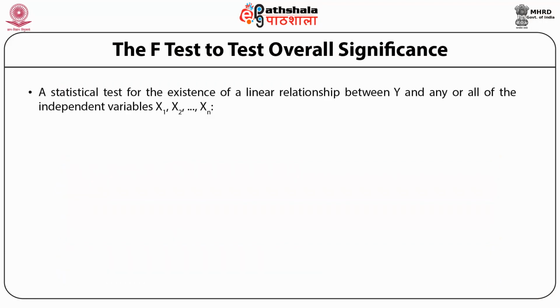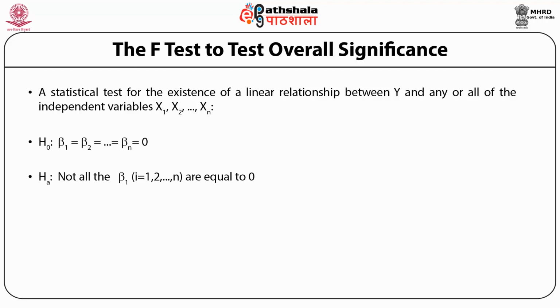F test to test the overall significance. Here we can use the F ratio value to test the overall significance of the model. In the previous module we already discussed that the F test is used to see the significance of the relationship between the dependent variable and the independent variables. Here the null hypothesis is beta 1 equals beta 2 equals beta 3 equals 0. So we assume that there is no relationship between the dependent variable and any independent variable.